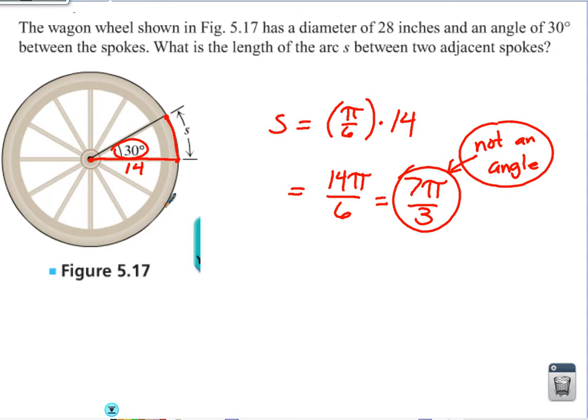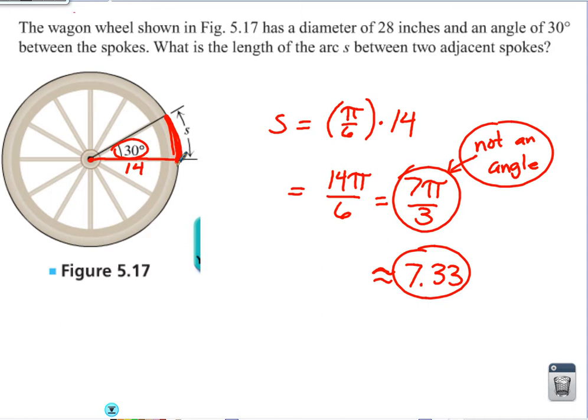So we're going to do 7 times 3.14159. 7 times your pi button divided by 3. Has anybody got that typed in? 7 times pi divided by 3. 7.33. So the distance from here to here is about 7.33. And again, you can see in relation to the 14, that looks pretty accurate.